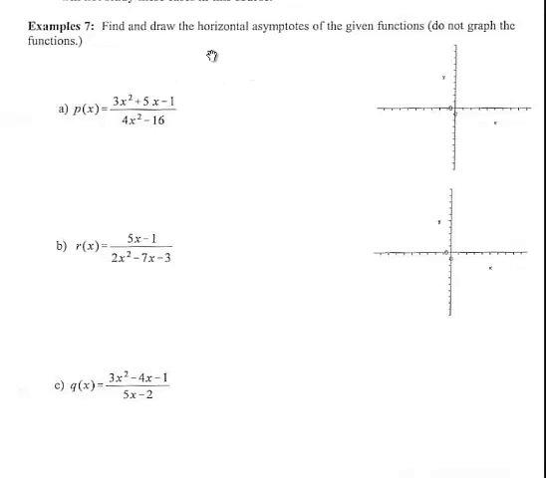Example 7. Draw the horizontal asymptotes. Do not graph the functions. So, what's the degree? This is the question now. We're not setting anything equal to 0. The degree on the top is 2. And now the degree of the denominator equals 2. Where did I get those numbers? Here and here. They're the largest exponents of the variables.